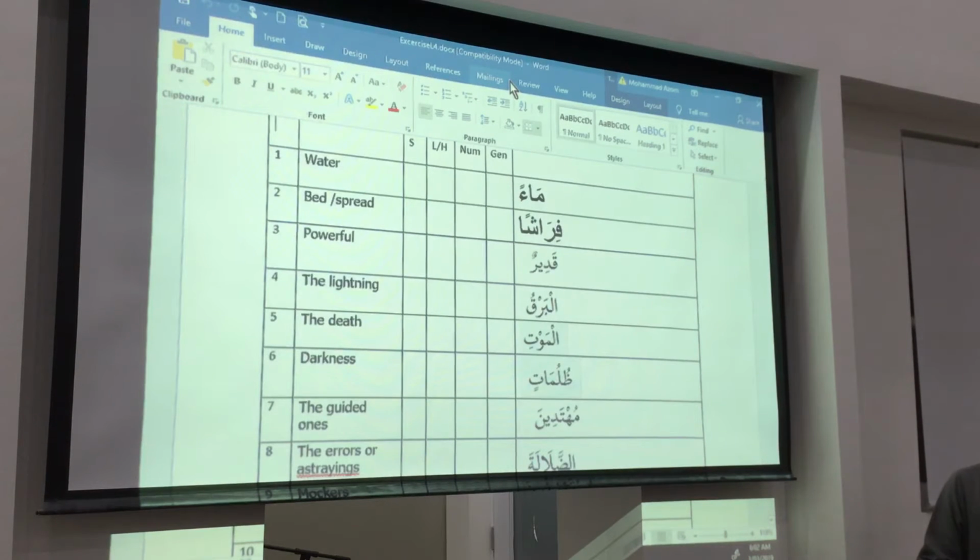So if you have a piece of paper, for number 1, you write the first thing, status, as you can see at the top here. We say S, so it's the status. You have to write it Rafa, Nasab, or Jar, and then you have either light or heavy, then the number and gender. If you don't know all of them, that's fine, but at least you should know what's the status, and is it light or heavy. So there's 11 of them, so you can start now, and then we'll go through it, inshallah.